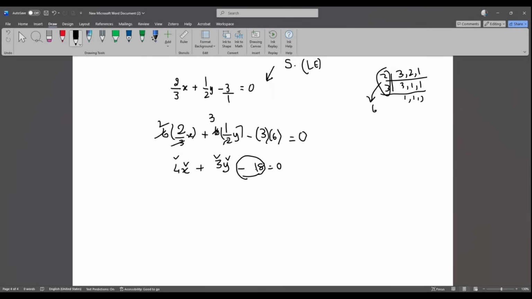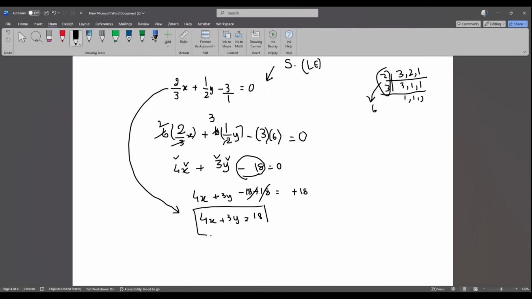So it's a negative 18. If I write a positive 18, I'm doing that on one side of equality, so I'm supposed to do it on the other side. That's canceled out. So what's left right here? 4x plus 3y is equal to 18. So the standard form of this particular equation, which is linear in its specification, is 4x plus 3y is equal to 18. Now we can basically plot this particular equation on a rectangular coordinate system.